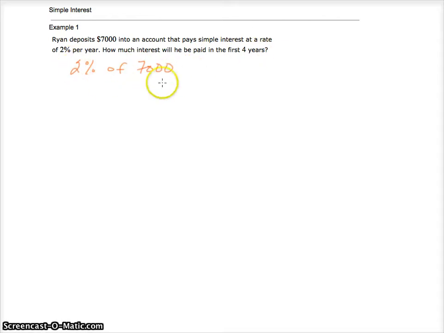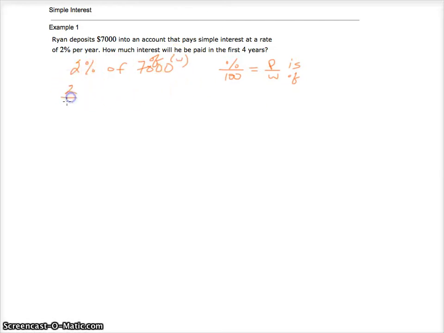So now we have a simple setup of our percent proportion. Remember that the percent proportion is percent over 100 and part over whole. Well, this is our percent and this is our whole value because it's next to "of." Remember, "is" and "of." So this is my "of," so it's my whole. So I'm going to find 2% of 7,000.